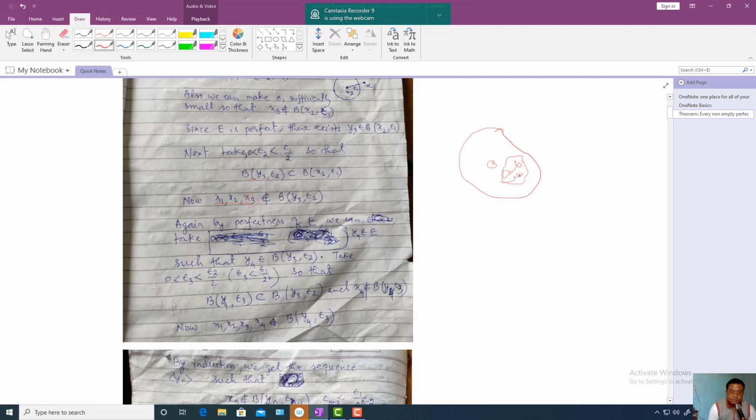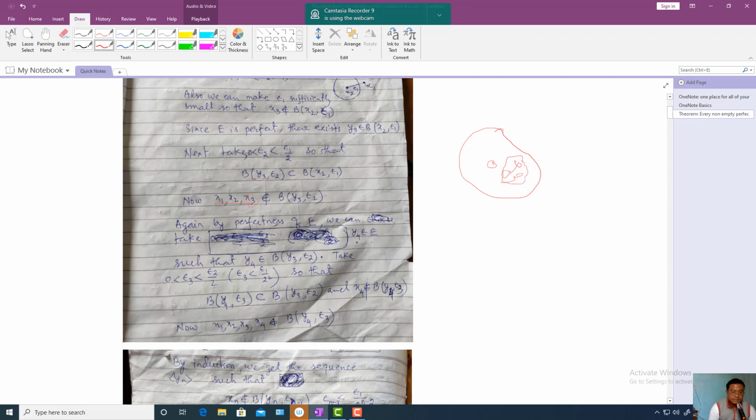E is perfect. So now an open ball center at y3 radius epsilon 2, it is an open ball. Since E is a perfect set, y3 is a limit point of E. Therefore the open ball center at y3 radius epsilon 2 should contain many points of E again. There are lots of points of E here. So out of those points, let us just take one point randomly. Let us call it y4.